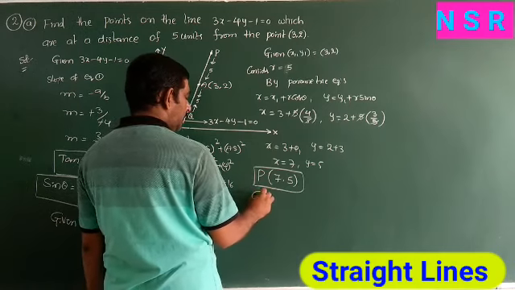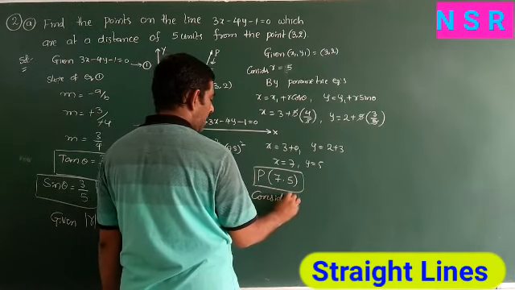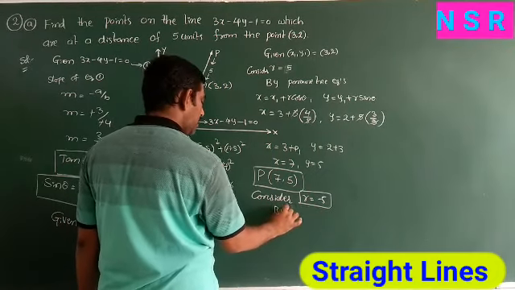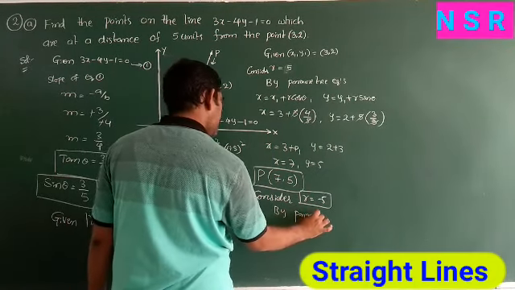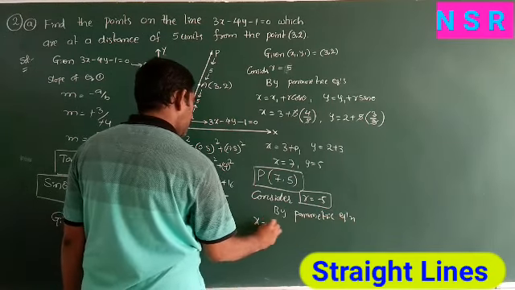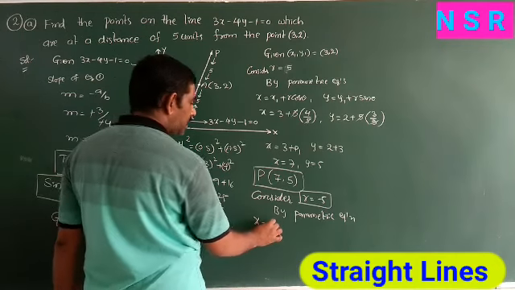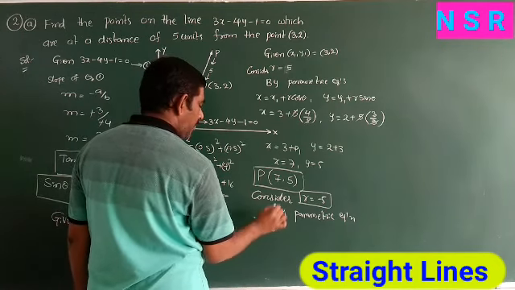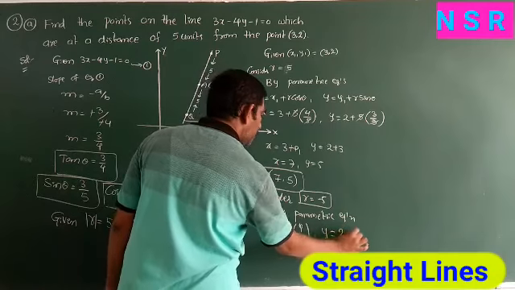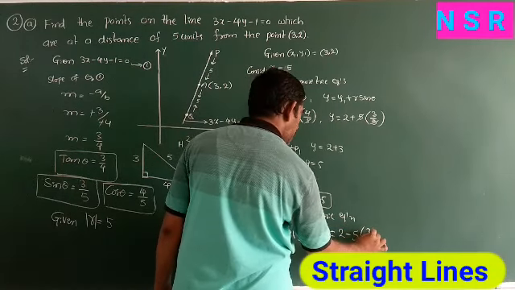Next, consider r equal to minus 5. If r equals plus 5, we get the P point. Now r is equal to minus 5. Same, by parametric equations. What is the x formula? x is equal to x1 plus r cos theta. So substitute the same values here: 3 minus 5 into 4 by 5. Next, y is equal to 2 minus 5 into 3 by 5.